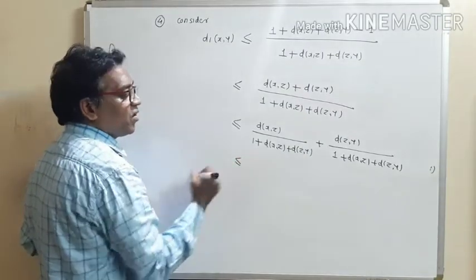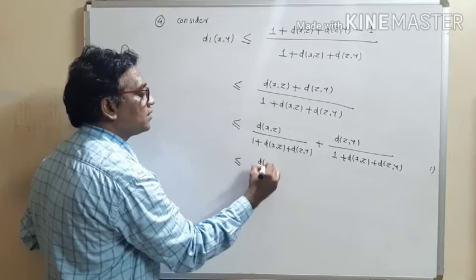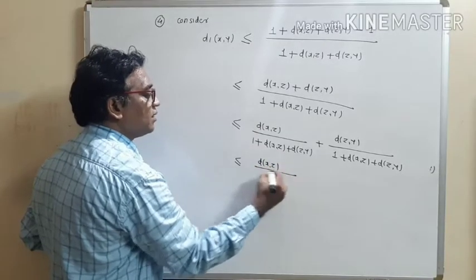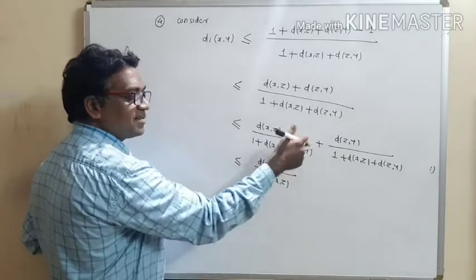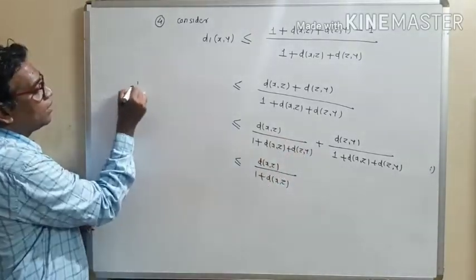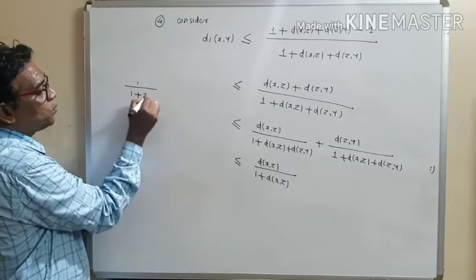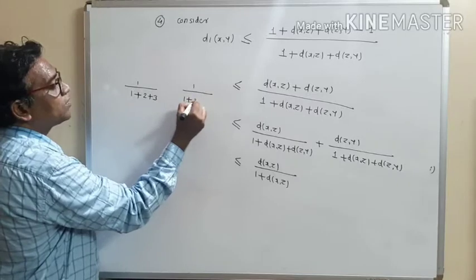So this is less than or equal to. Now we can write this term as d(x,z) divided by 1 plus d(x,z), just cancel this d(z,y). Now say this is the concept: 1 upon 1 plus 2 plus 3 is less than or equal to 1 upon 1 plus 2.